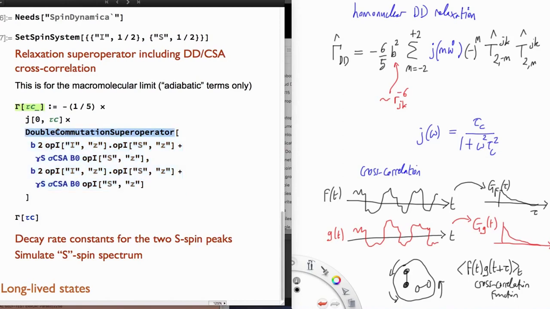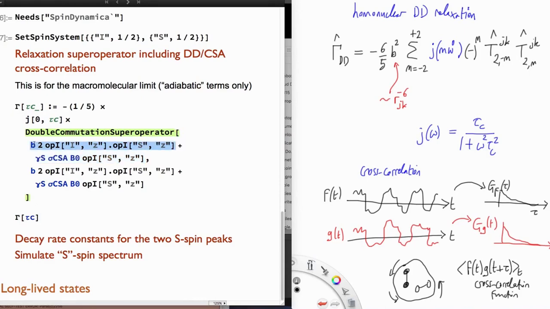But here what you notice is that the two operators inside the double commutation superoperator, that's one of the operators, is not a single operator, it's the sum of two operators. And actually one of these operators belongs to the dipole-dipole coupling, and the other operator belongs to the chemical shift anisotropy. And that's true for the second operator as well. So I have a double commutation superoperator involving two operators, each of which contains two terms. And that's the technically correct way of introducing two mechanisms which have complete correlation.